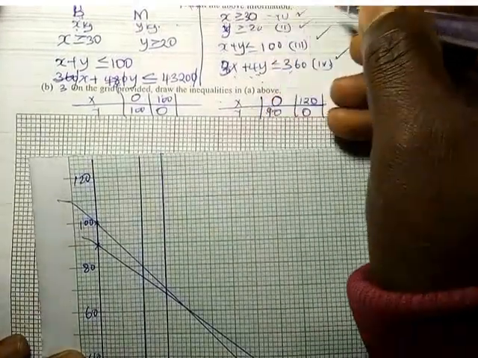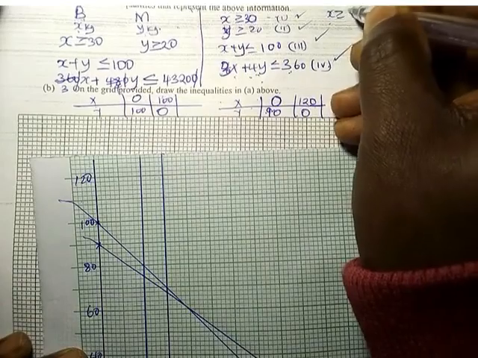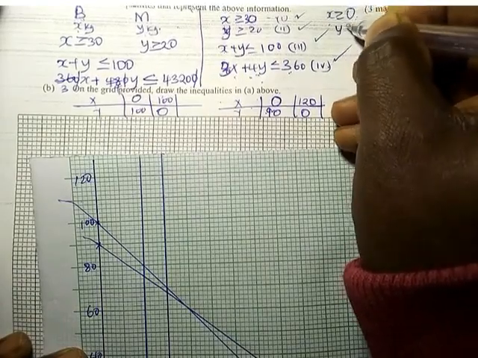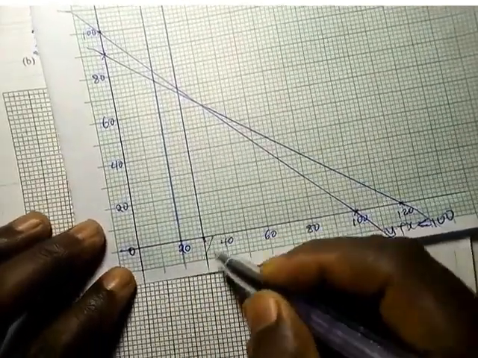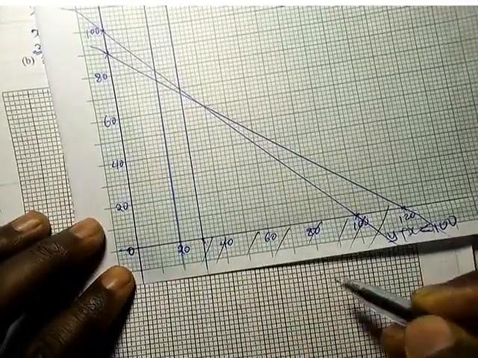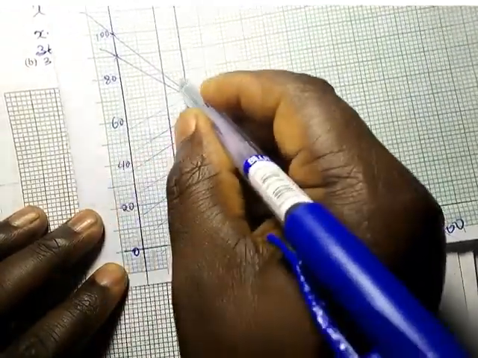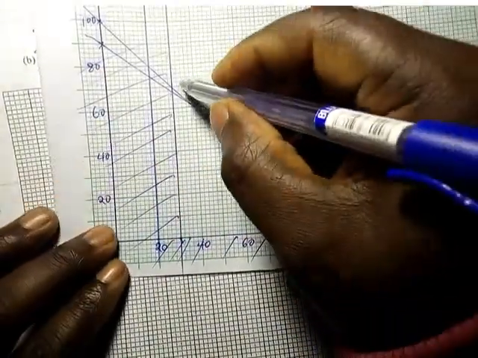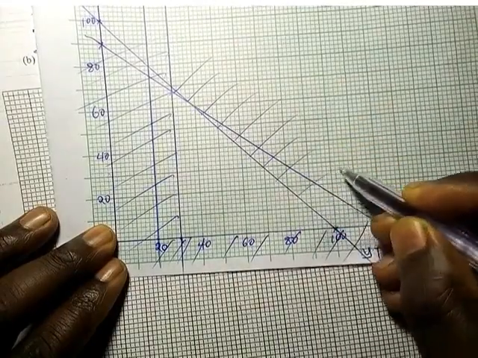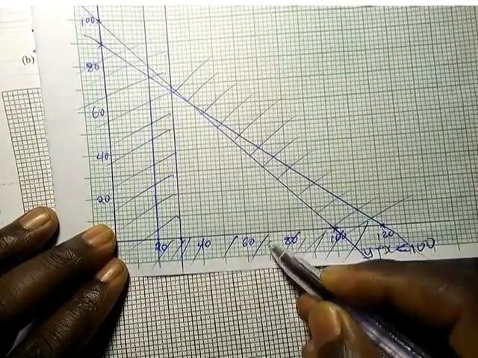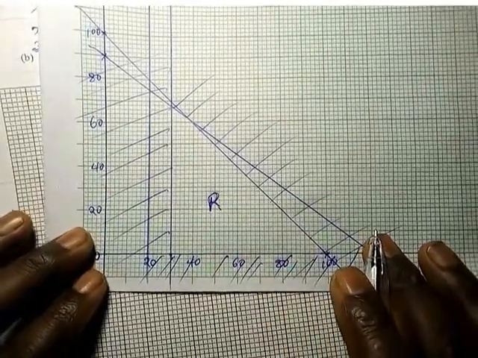But also you need to know that x should be greater than or equal to 0, and y should be greater than or equal to 0. So we cannot have anything that is less than that. We cannot have anything that is less here. So this one is going to be the unwanted region. And this is the required region.